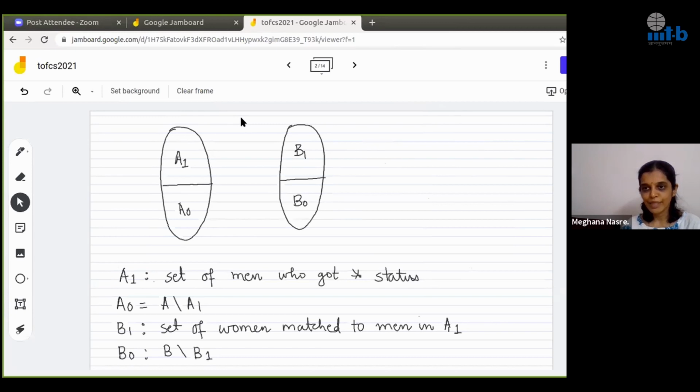Can they lie in B0 or B1? I don't know whether the class has lost me, or what is it? People are completely clueless about what is going on. Okay, somebody has to say something, otherwise I don't know whether anything is going on. I want somebody to tell where is the set of unmatched men, or suppose there is a man who is unmatched, where will it lie in this partition, A1 and A0?